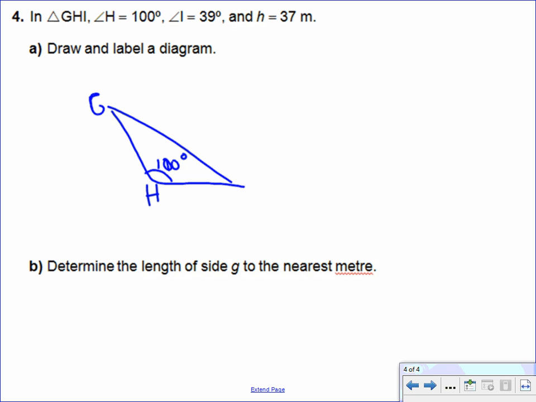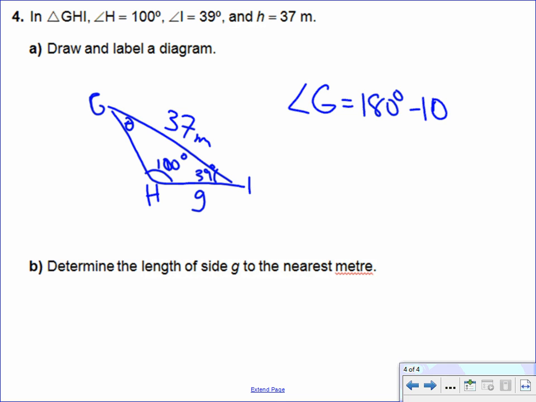G, I. So we know I has an angle of 39 degrees, so I'm going to plug that in, and H has a side length of 37 meters. They want to know what our side length G is. So they actually want to know this, which is not a big deal, because can I calculate angle G? Yeah. Okay. So angle G is equal to 180 degrees, subtract 100, subtract 39, because they give us everything.